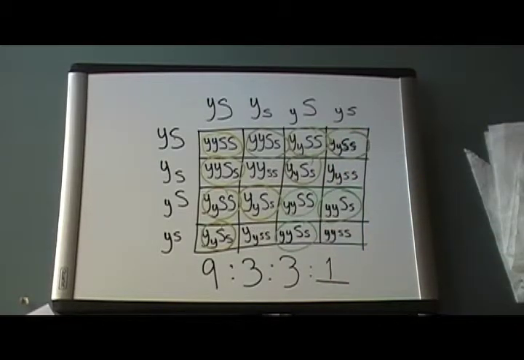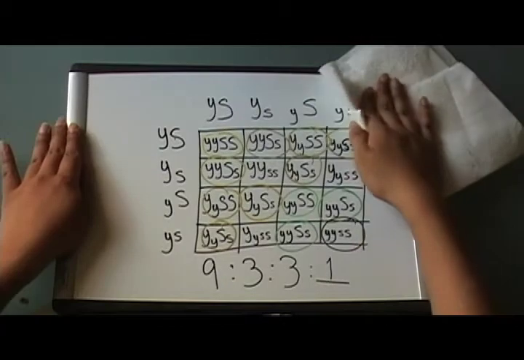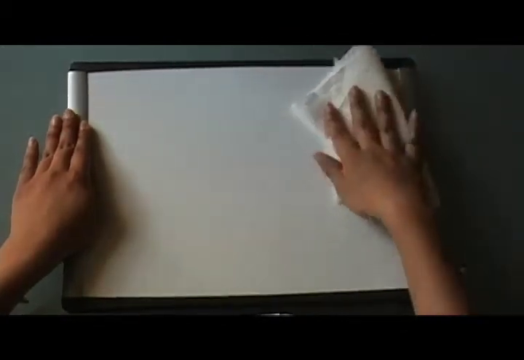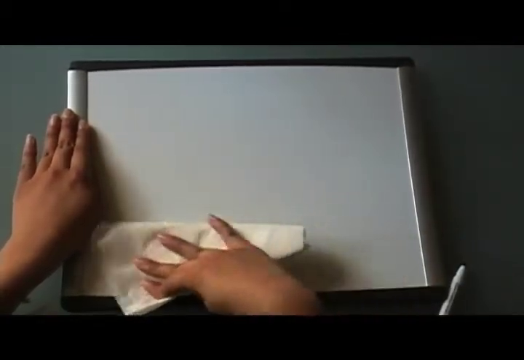So we covered monohybrid cross and dihybrid cross. Hannah, are we missing anything? Oh, wait, we have to do the sex-linked crosses. So what are sex-linked genes?